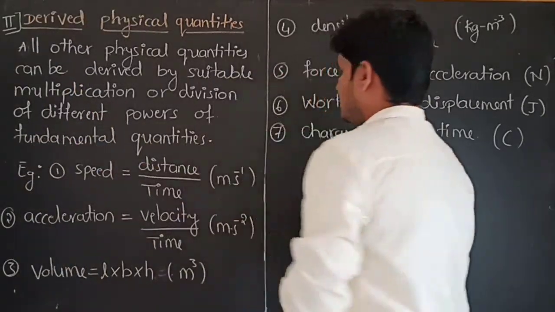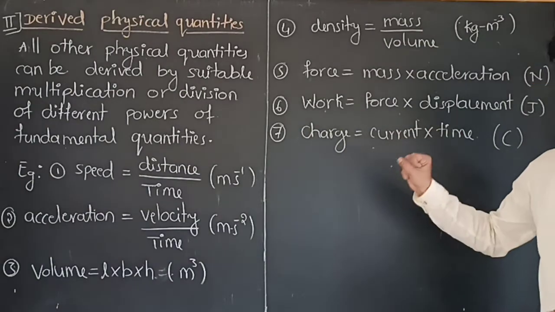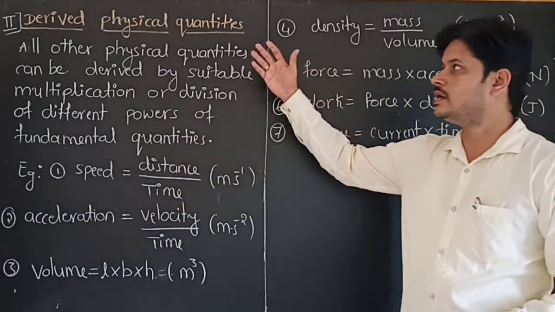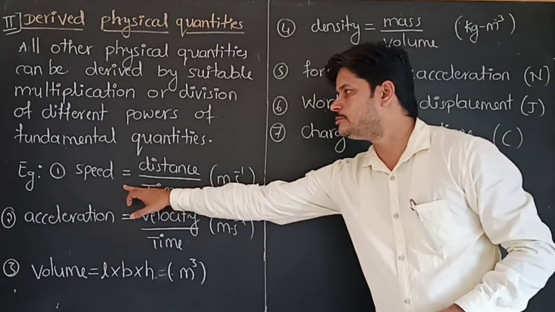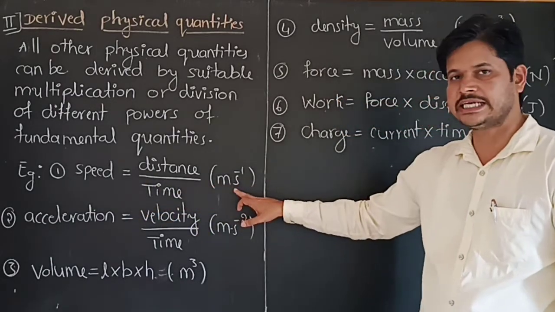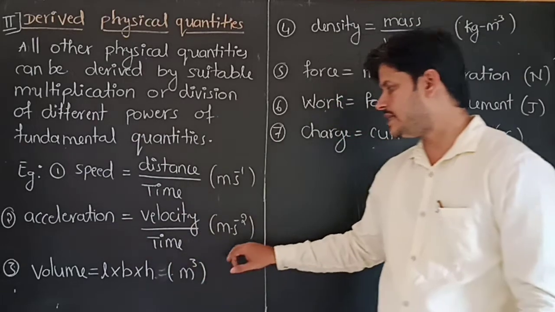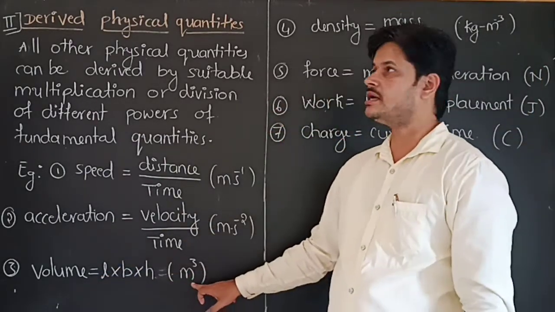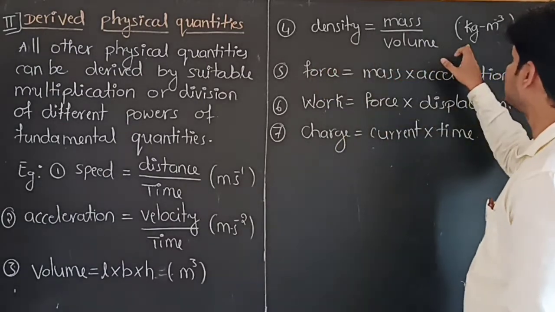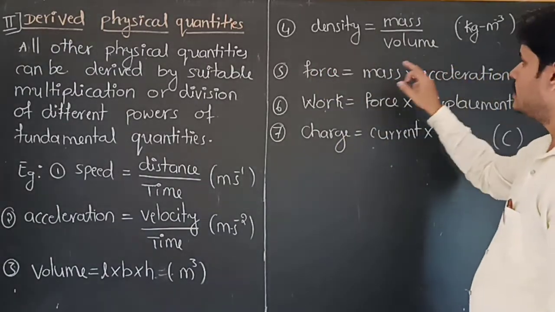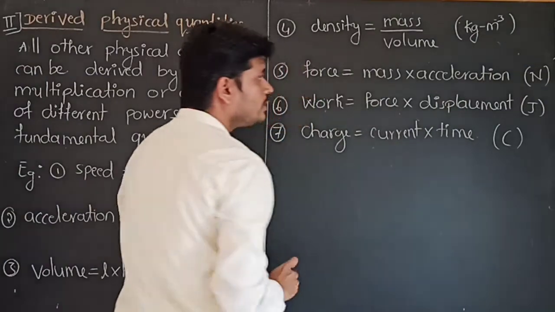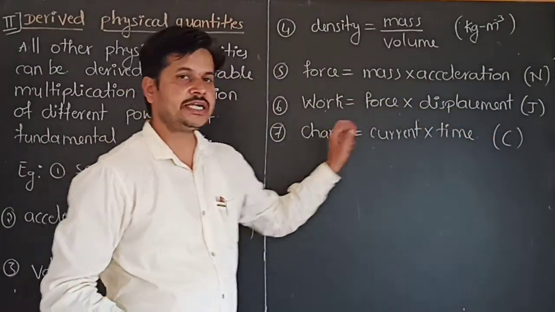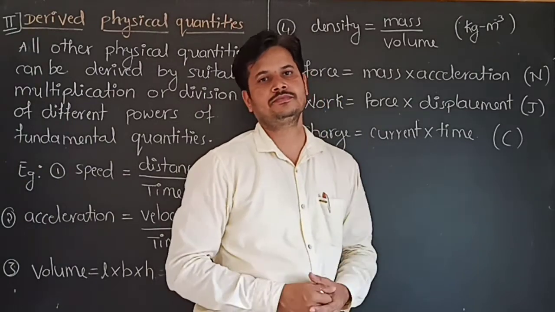And the units which are used to measure the derived physical quantities are called derived units. Like speed is measured in terms of meter per second, acceleration is measured in terms of meter per second square, volume is measured in terms of meter cube, density is measured in terms of kg per meter cube, force is measured in terms of Newton, work is measured in terms of joule, charge is measured in terms of coulomb.